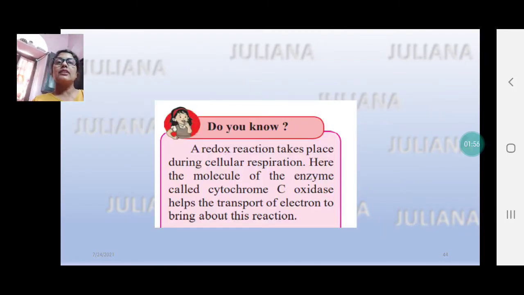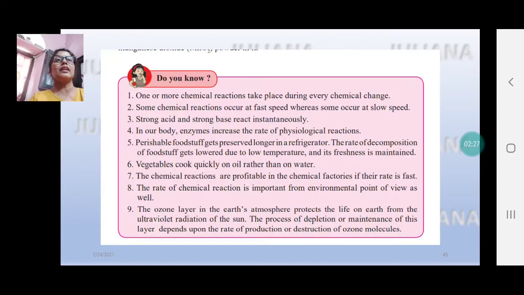A redox reaction also takes place during cellular respiration in our cells. During this reaction, an enzyme called cytochrome C oxidase, this can be for fill in the blanks or choose the right option, helps to transport the electrons in order to bring about this respiration. Now we know during cellular respiration food gets oxidized, and that's how digestion takes place, or food gets completely oxidized during cellular respiration.